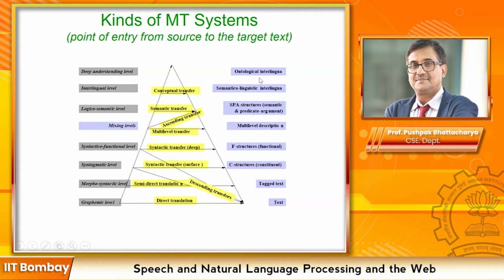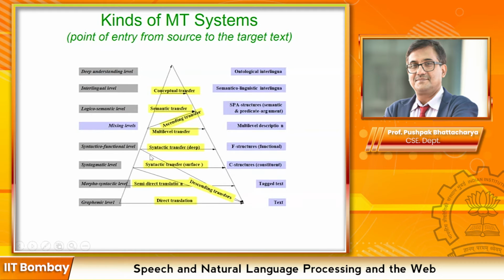And look at the generation side. The final product is the text. Okay, before that you have tag text. Before that you have C structure, conceptual structures, constituency structure. Before that, functional structure, that is dependency structure. Multi-level description, semantic roles, dependencies, everything. Then predicate arguments would be the predicate calculus based representation. Semantico-linguistic interlingua. Here you have maybe some kind of social factors also coming in. Ontological interlingua is independent of any language. This is a very rich knowledge structure which is used.